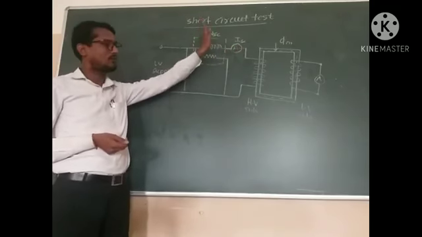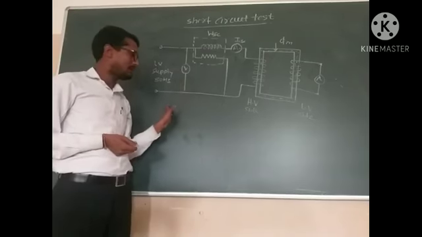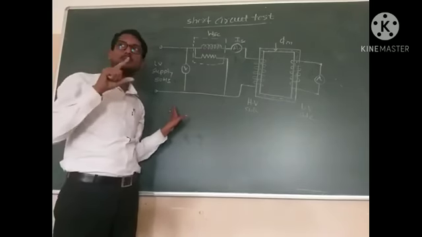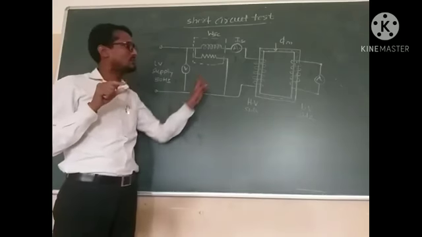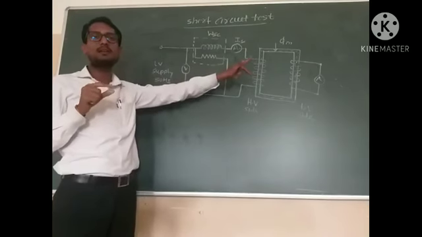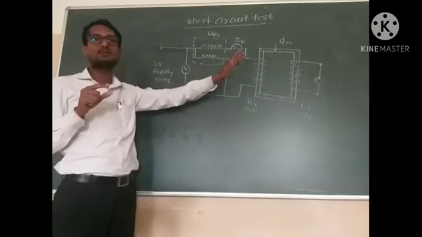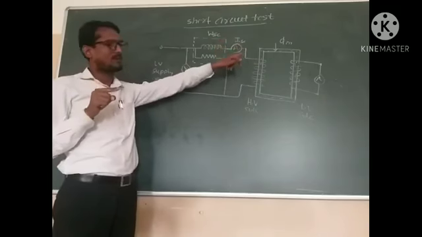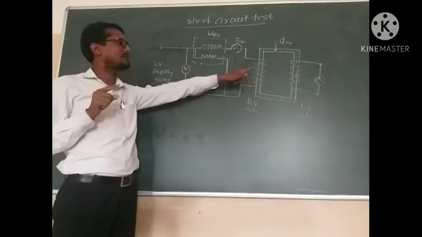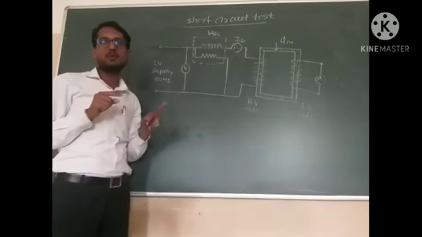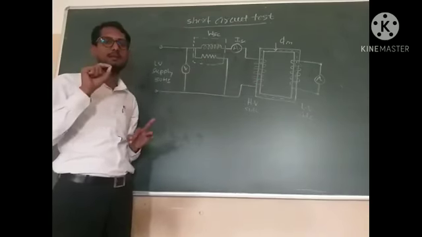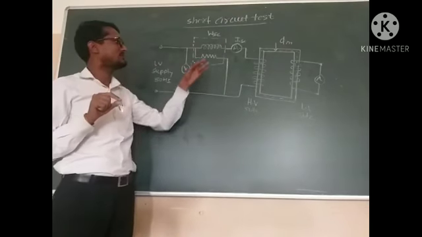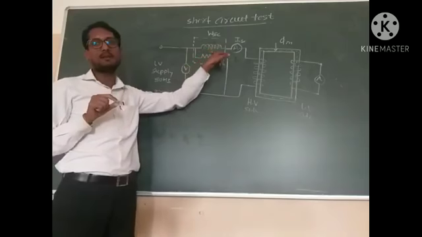Got it? What happens here? The applied voltage is very small. Because of that, the mutual flux also gets very small. If the mutual flux is very small, then the total core losses are very small. These core losses are read or observed by this wattmeter.